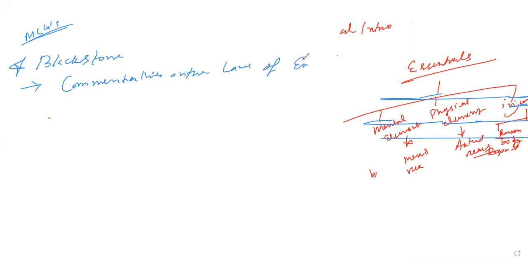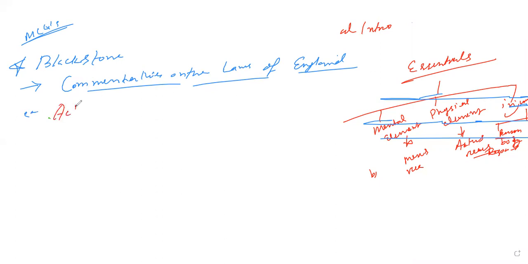On the laws of... I read very... my handwriting is not good. Commentaries on the Laws of England, what Bentham stated, has defined crime as an act committed or omitted in violation of public law, either forbidding or commanding. That is the best definition in my view.